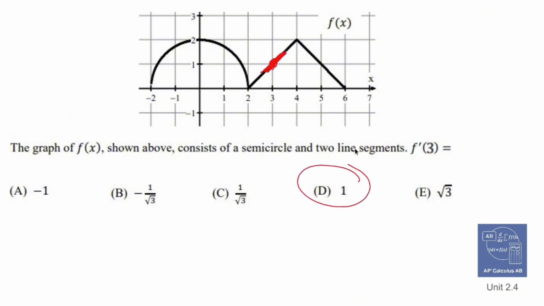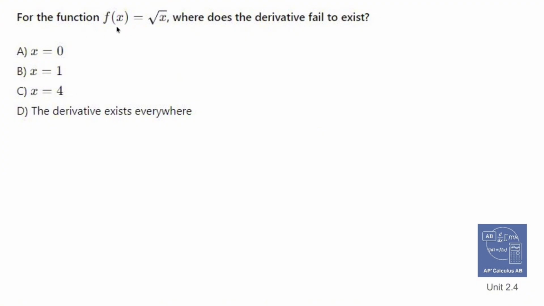So that's basically it. You're basically being asked what is the derivative at that moment. What is the slope at that moment? At 3, my slope is 1 right at that moment. That's it. For the function f of x equals the square root of x, where does the derivative fail to exist? Well, with square roots of x, you're looking at a graph that looks like this, like that.